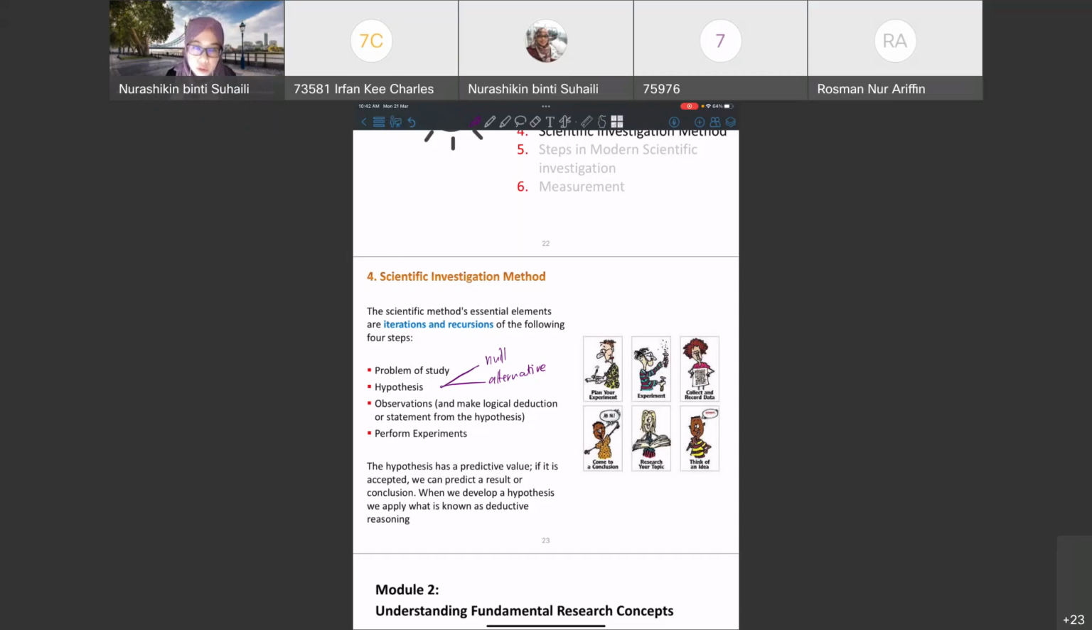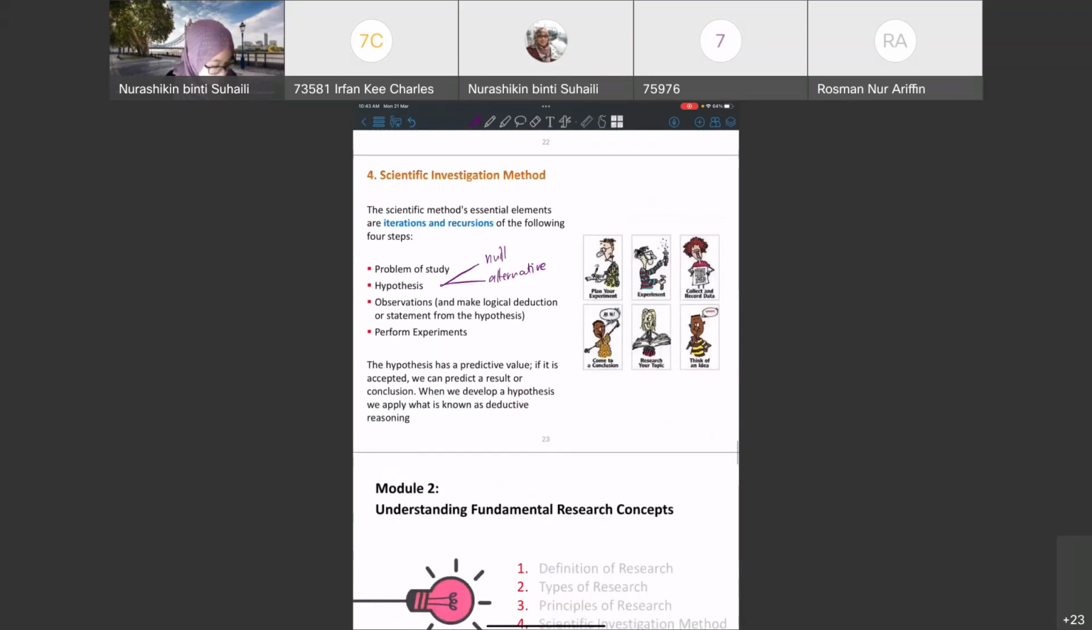Observation. Of course, during the experiment you must observe. You must not just observe, you actually have to make a logical deduction statement. Observation means that from the hypothesis, you have to observe. I don't know why perform experiment is last. Perform experiment is when you do the experiment. When you do the experiment, you measure the things and you get the results. So those are the basic things about the scientific investigation method.